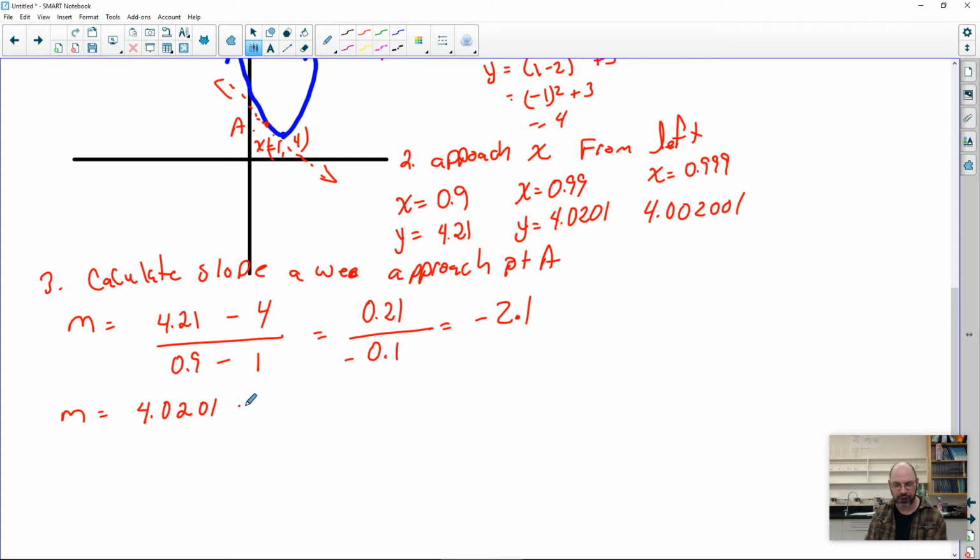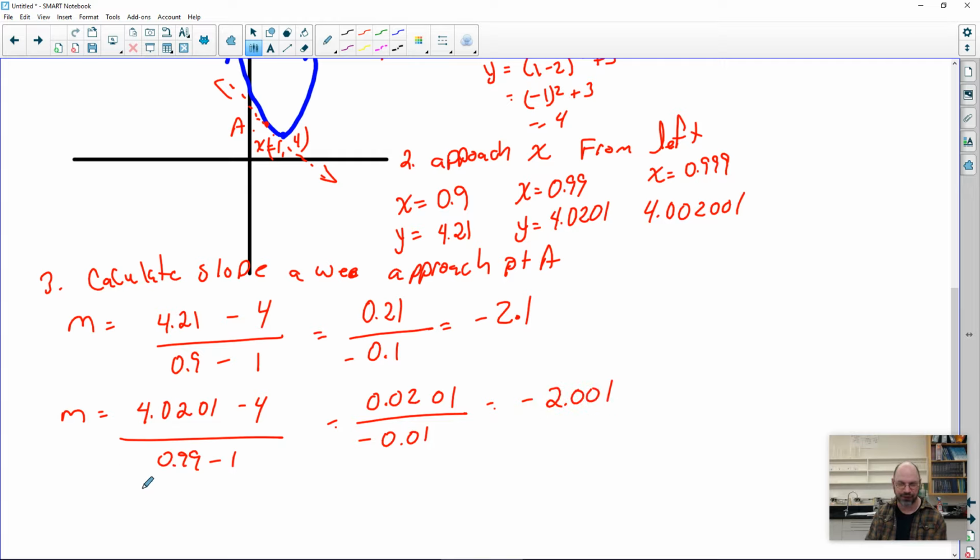4.0201, subtract a 4, and then 0.99, subtract a 1. Okay, so this is going to give us 0.0201 all over negative 0.01. If we calculate that, we get negative 2.01. You can already see a pattern. I'll do one more because I put 3 of them up here.